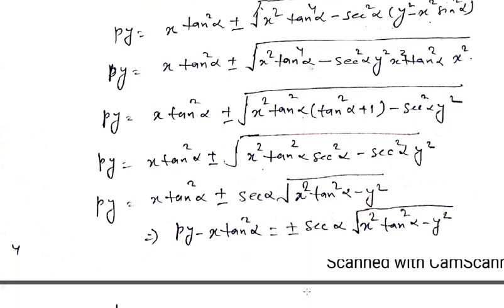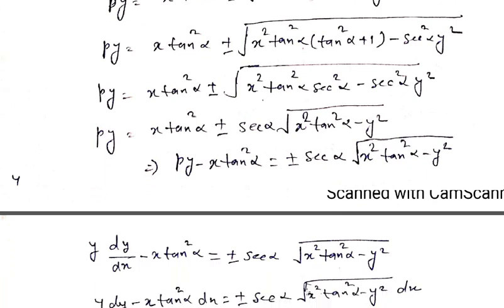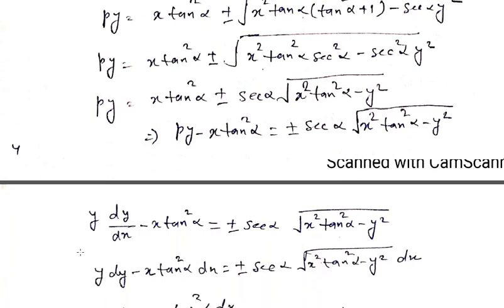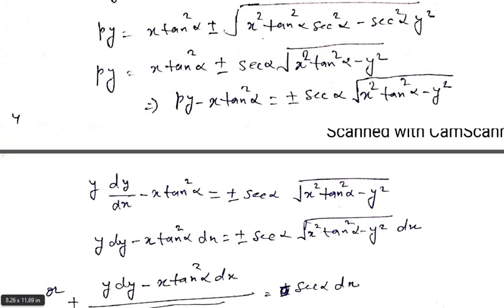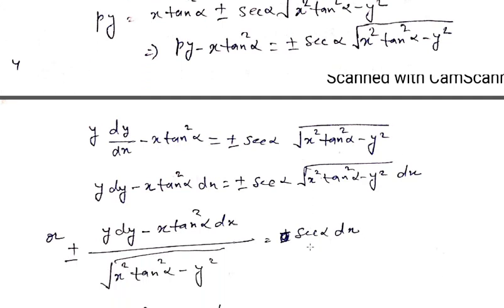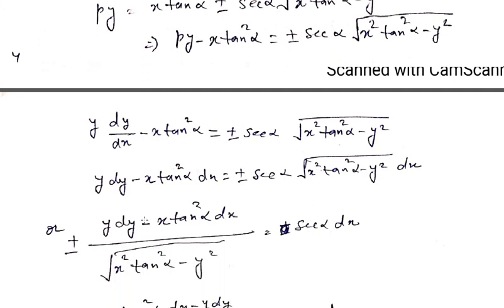Now we can write p as dy upon dx. So after simplification it becomes y dy minus x tan square alpha dx is equals to plus minus sec alpha under root x square tan square alpha minus y square into dx. Now divide the whole equation by the square root of x square tan square alpha minus y square. So in the left hand part we have plus minus (y dy minus x tan square alpha dx) upon square root of x square tan square alpha minus y square.